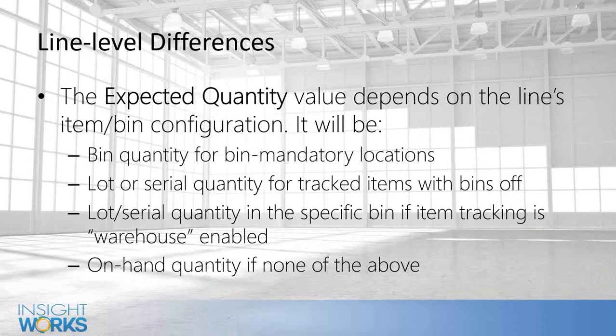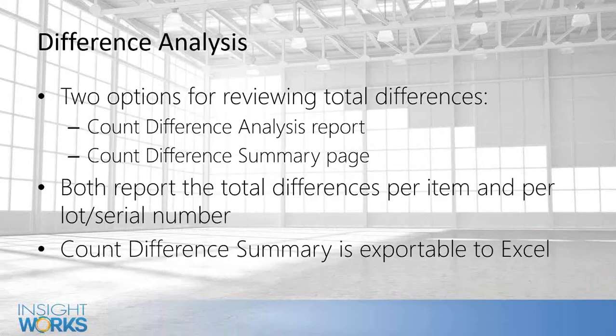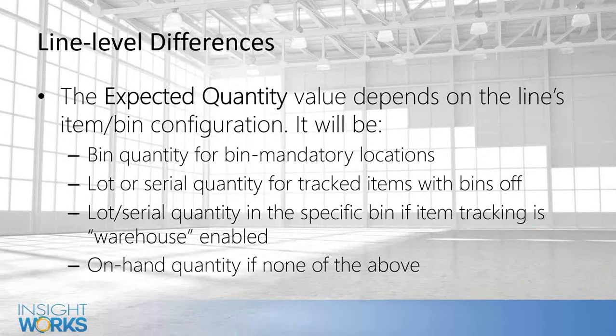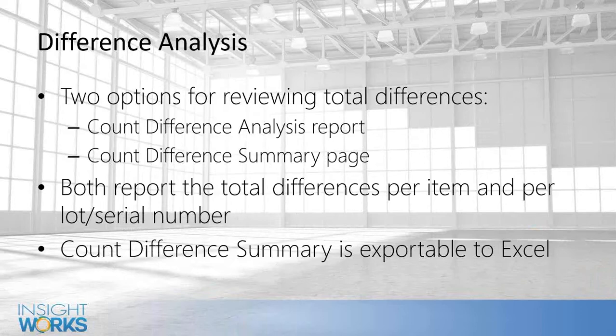So the line level differences can be useful, but they're not really the best choice for a holistic view of what your discrepancies are. I'll show you this line level difference stuff in a sec as well. But really what you want to do is run the difference analysis report. There's a count difference analysis report and a count difference summary page that you can use to get a total of everything you counted. It'll sum everything up. So if Joe counted 10 and Fred counted 20, it'll sum that up, say I've got a total of 30, and tell you what the discrepancies are based on that. And the count difference summary page you can actually export out to Excel.